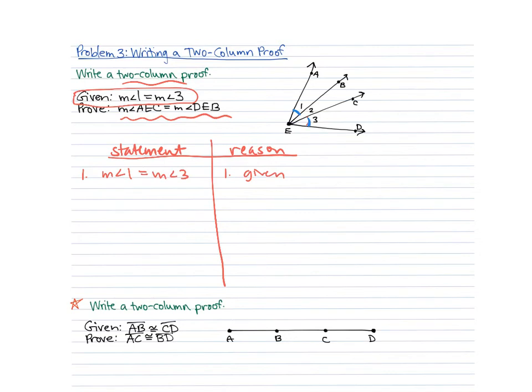And what are we trying to prove? We're trying to prove that angle AEC is congruent to angle DEB, so these two are congruent. And so that you can see that we're going to be using this angle 2.